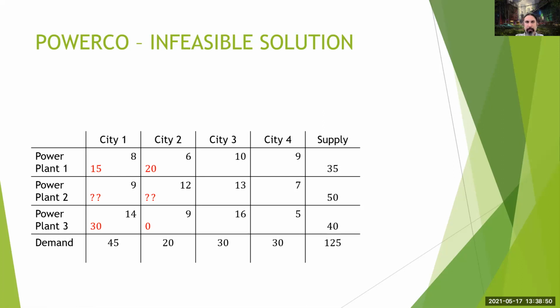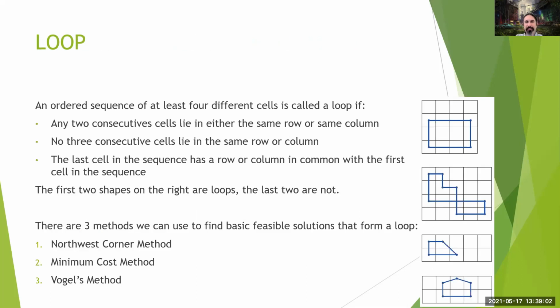No, there should be a method. There should be some logic to finding those values. So I should make sure that I can find a loop by adding one more point to it. You will understand what I'm talking about. First, we need to see what a loop is.